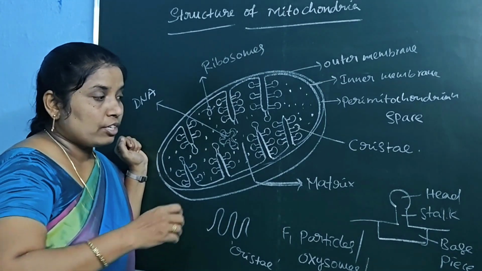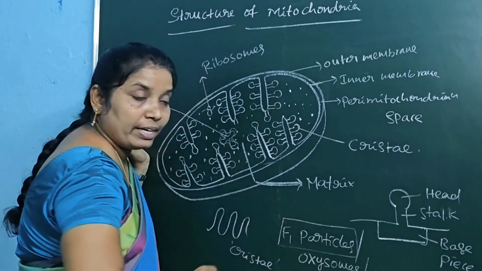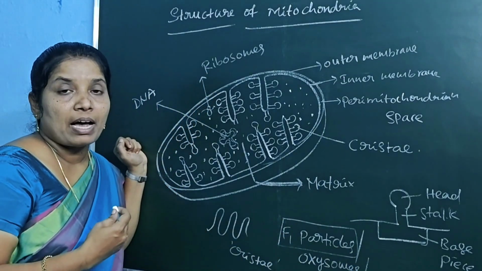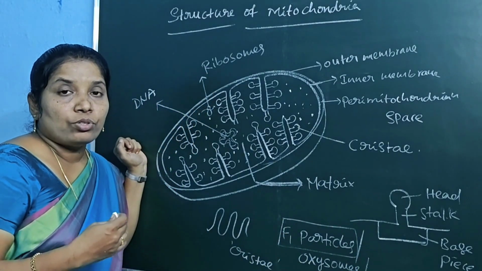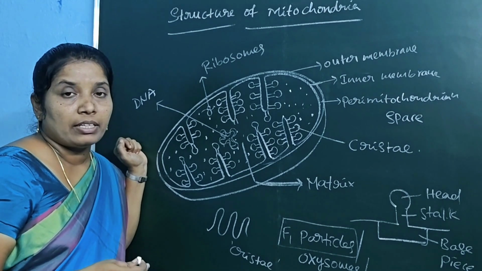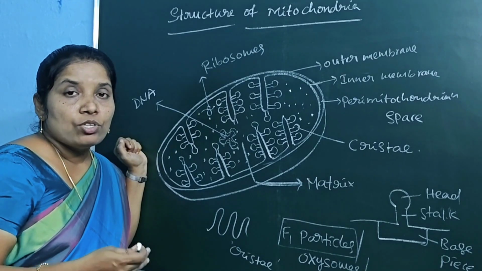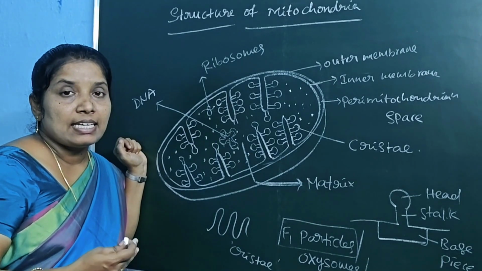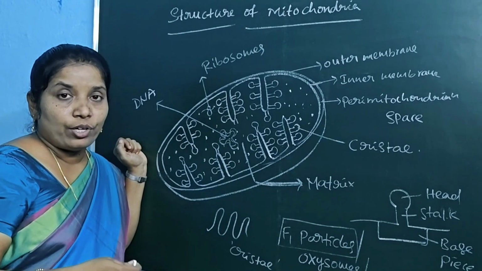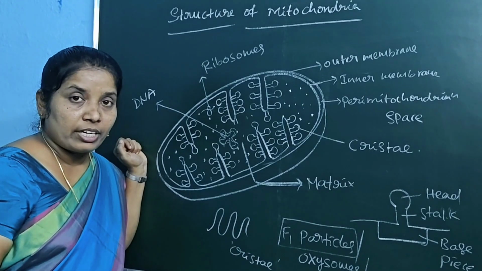Actually, F1 particles are involved in the movement of protons. When they pass protons, the energy will be released. That energy is used up by the ADP molecules for the synthesis of ATP. In this way the energy is released in the mitochondria, and ATP is synthesized in the mitochondria.